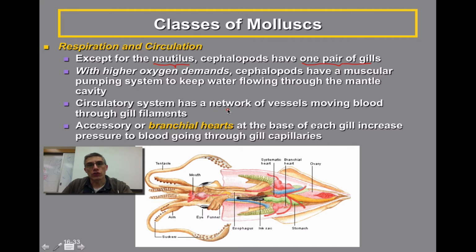Now, the circulatory system has a network of vessels that are going to move blood throughout the gill filaments, as we had said, so they can pick up that O2. Now, this is a case where we have a group of animals that actually have a closed circulatory system.